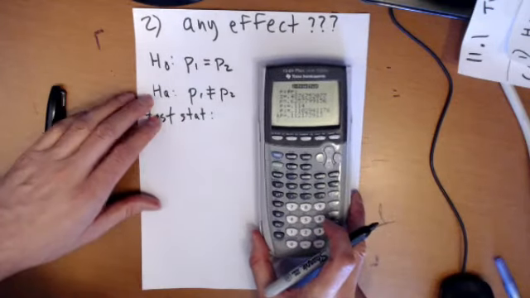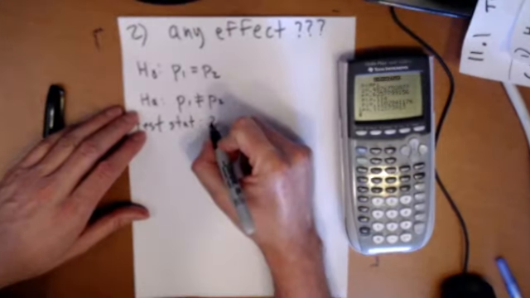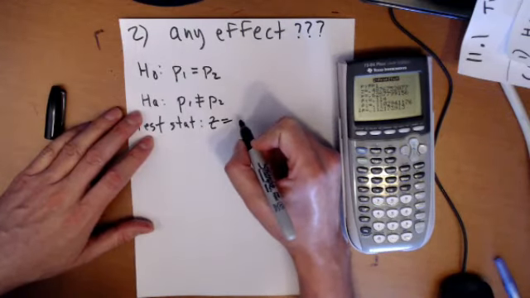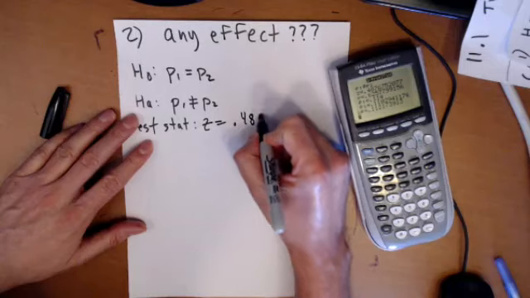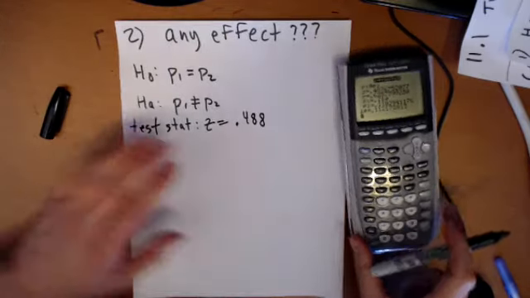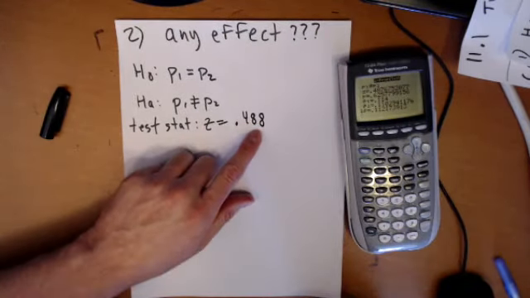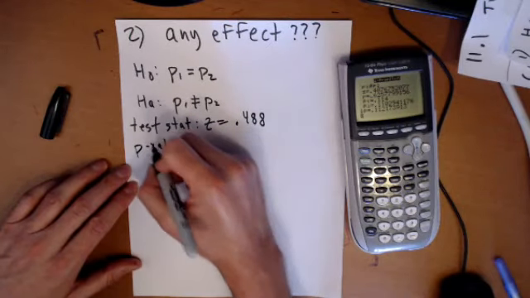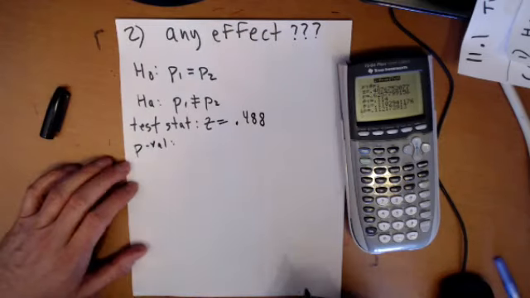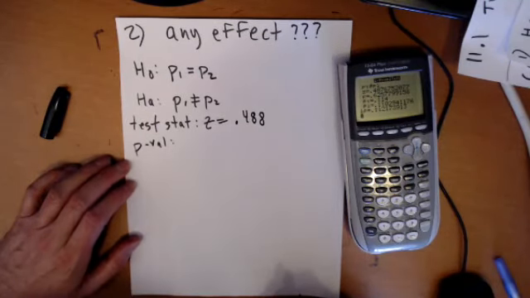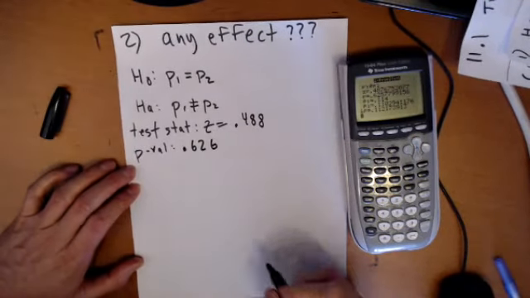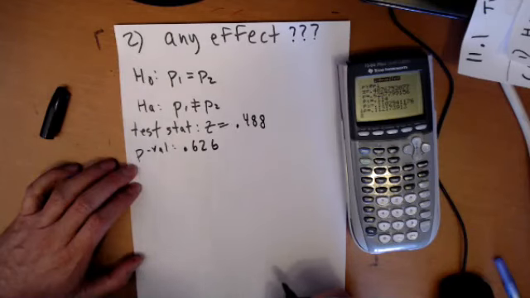Okay, test stat of z equal 0.4876, so 0.488. Why did I go to the third place? No particular reason. I just didn't want to write a bunch of things. If you round, just round correctly, so 0.488. P-val. Not p-hat 1 or p-hat 2, but the p-val, 0.6257, so 0.626. Again, rounding to three places for no particular reason.